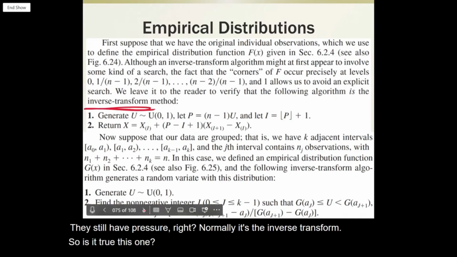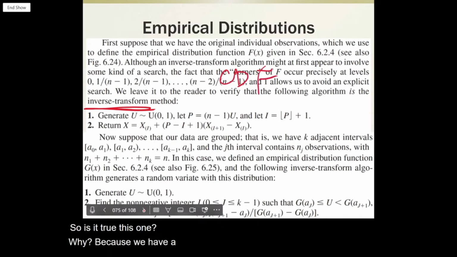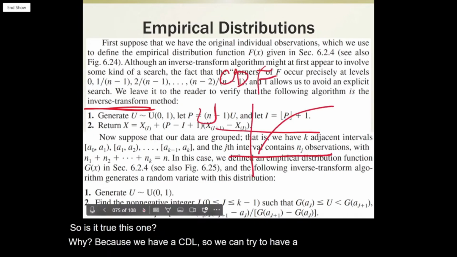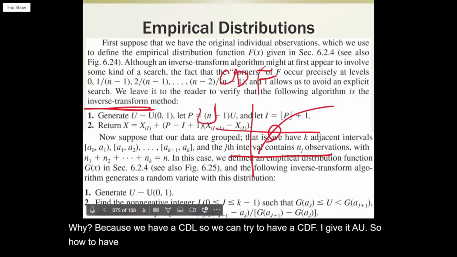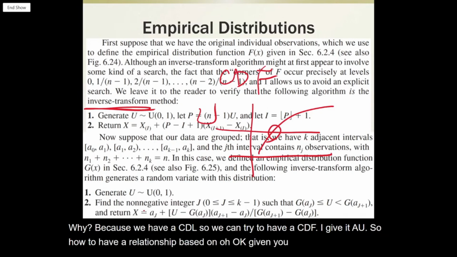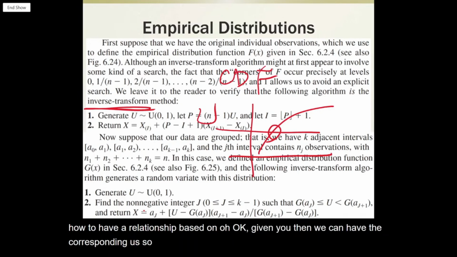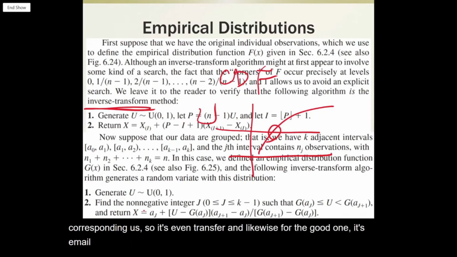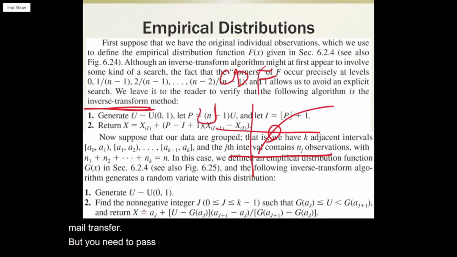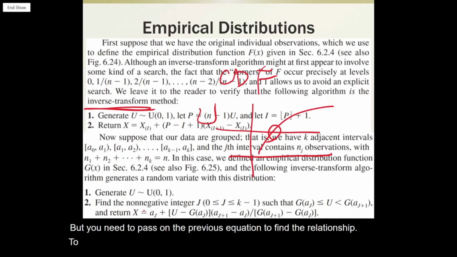Why? Because we have a CDF. So we can try to get the CDF by given a U. So how to have the relationship? Given U, then we can have the corresponding S. So it's inverse transform. And likewise for the good one, it's inverse transform. But you need to pass on the previous equation to find the relationship to return S, and that's all.